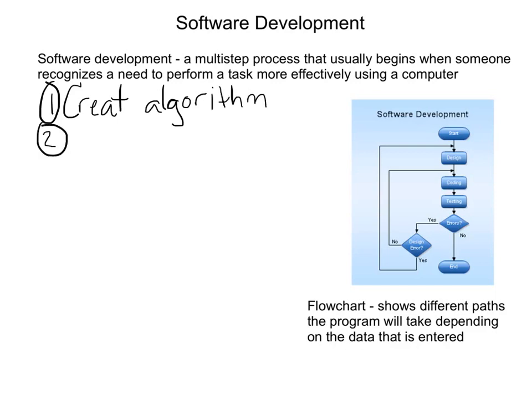Which is a very big task to do. All right? The next thing they do is create a flowchart. A flowchart looks just like this right over here. Okay? It shows different paths that the program will take. So it's just a series of directions and decisions.